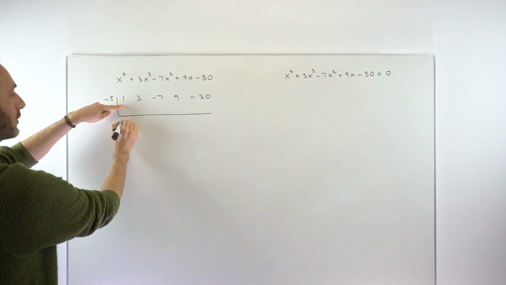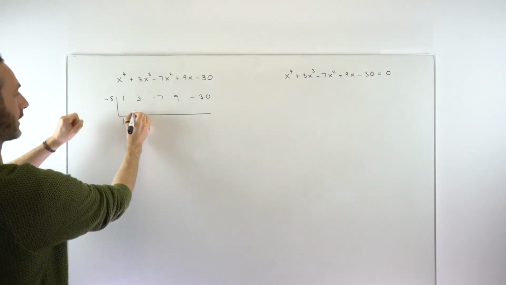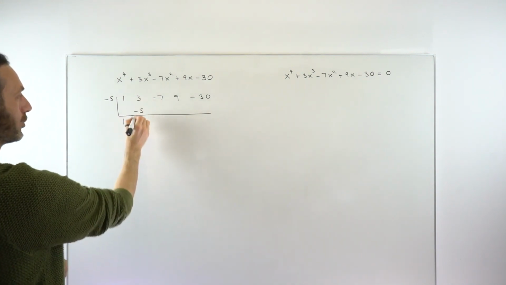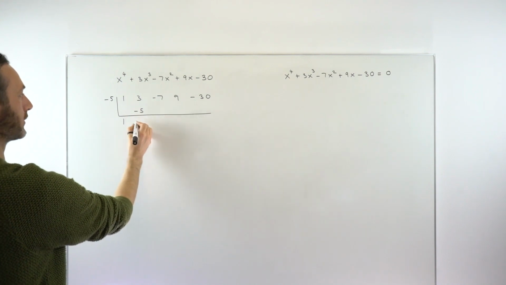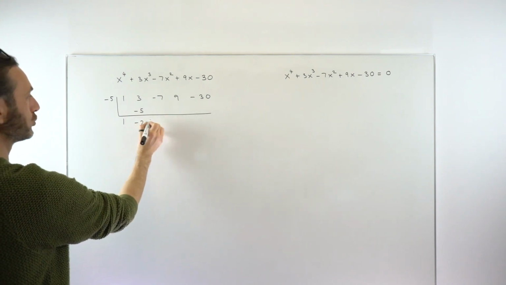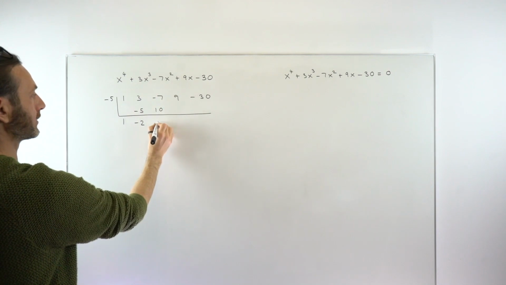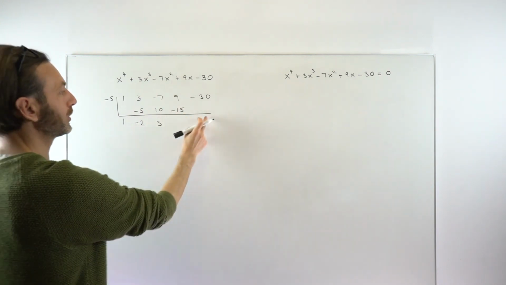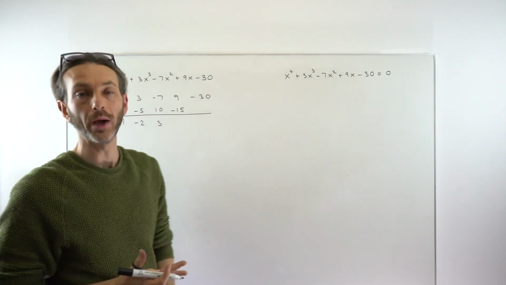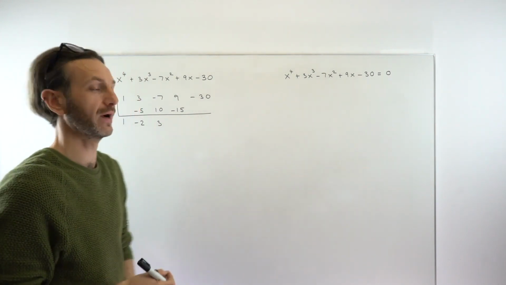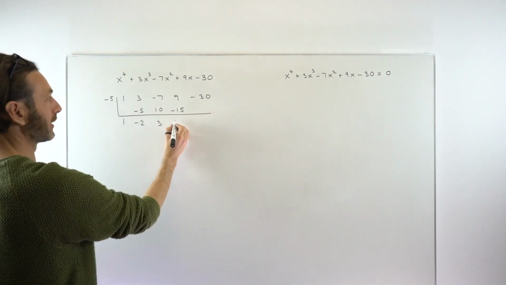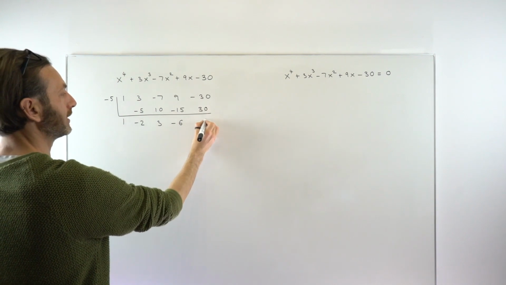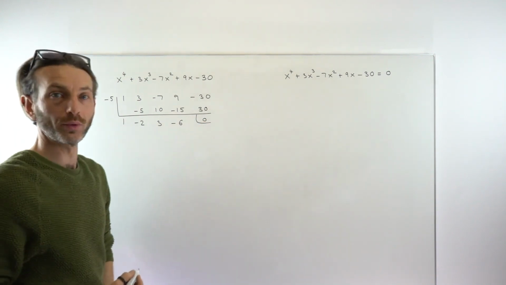And then just going through the numeracy, so pulling down the 1, multiplying these together, so that's a -5. Adding them in the columns, so 3 plus -5 is -2. Multiplying again to get a 10, this would be a 3, this would be a -15. Remember, we're looking for a zero remainder because we're told in the question that it is a factor. Adding those together, we're going to get a -6. Multiplying these would give us a +30. So we do get the zero remainder that we were hoping for.